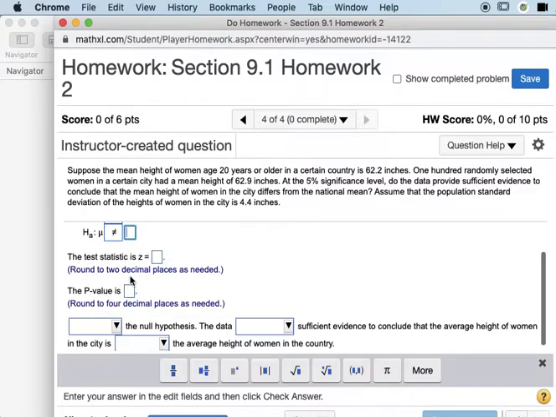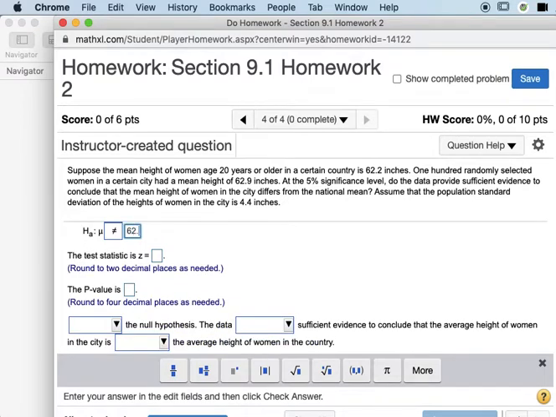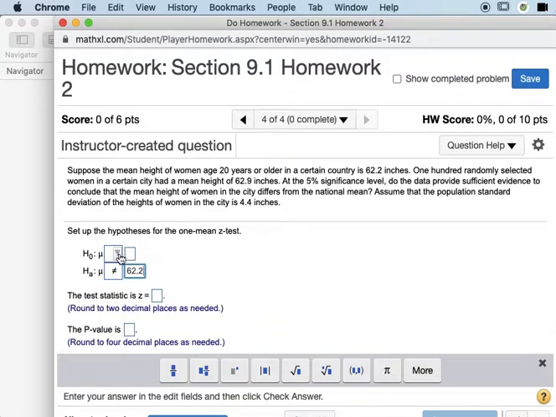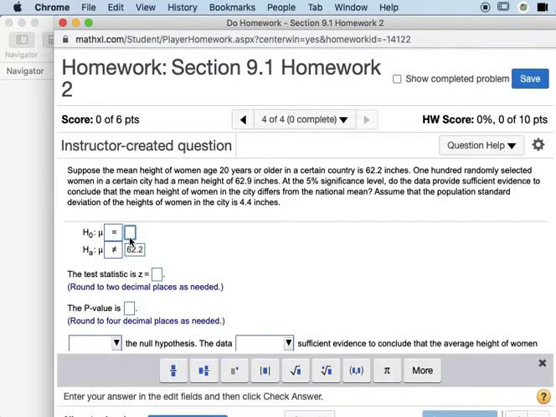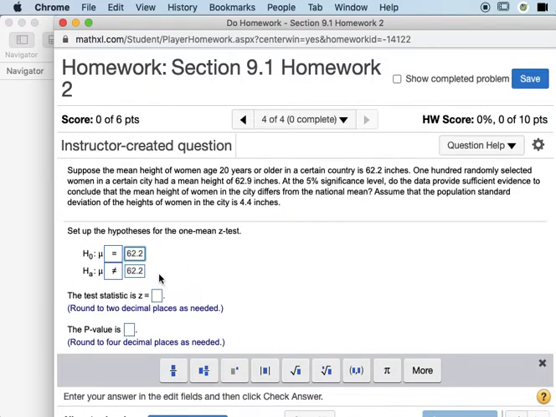So that's what I'm going to put in this box. My alternative hypothesis is that the mean is not equal to 62.2. That means that my null hypothesis is that the mean is equal to 62.2. Remember that the null hypothesis is always the opposite of the alternative.